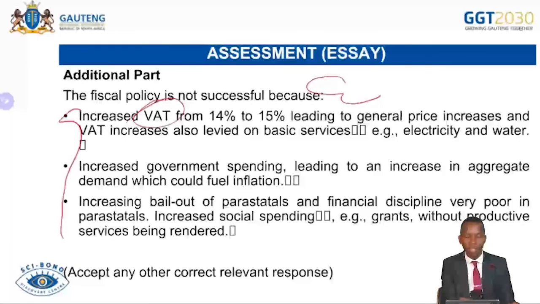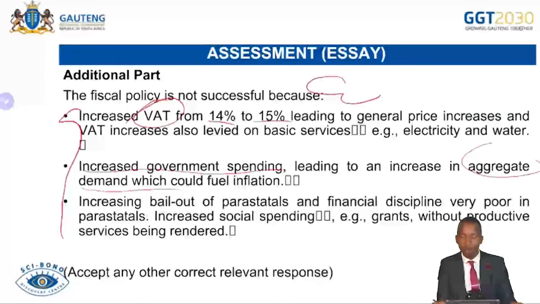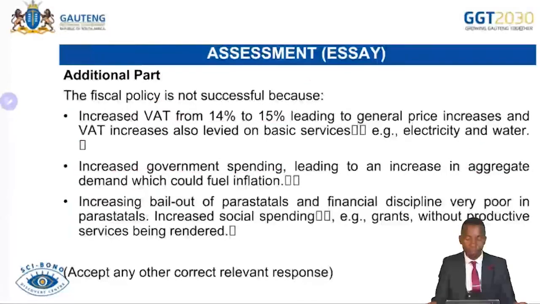When VAT was increased from 14 to 15%, it resulted in cost-push inflation. The increase in government spending, trying to reduce poverty, led to an increase in aggregate demand within the economy. Also increasing bailouts to parastatals, and giving more money or transfers to society without any service being rendered, results in more demand for goods and services, which can also result in inflation. Any correct relevant response was given 2 marks in a full sentence. And remember, you must always provide the full sentence. You must provide 5 facts that will give you enough marks. In this case, you get only 2 marks for mere listing.